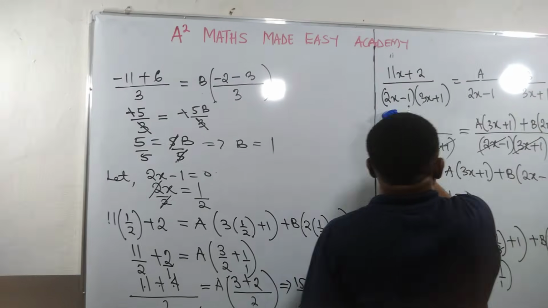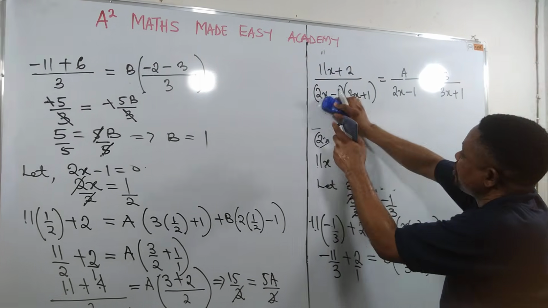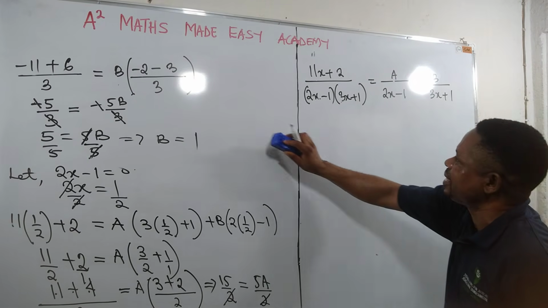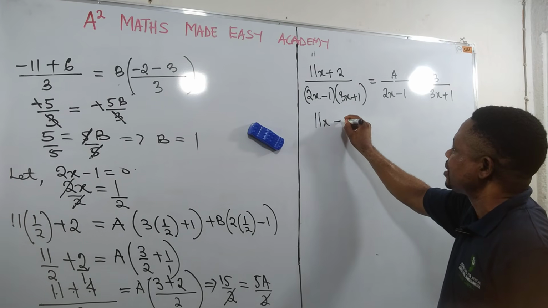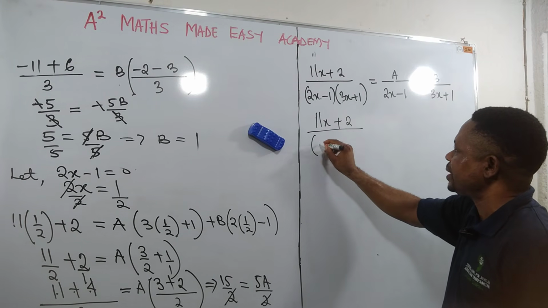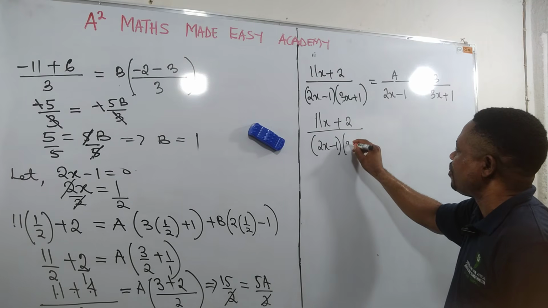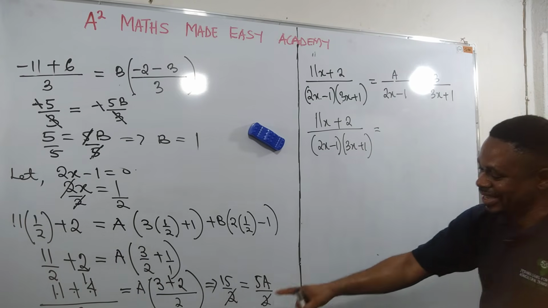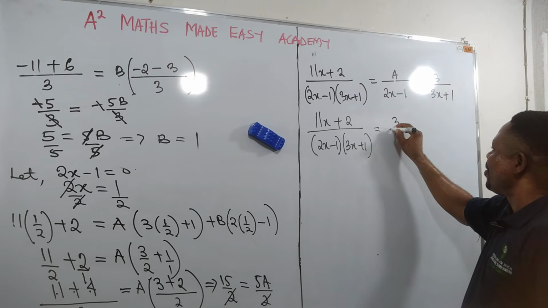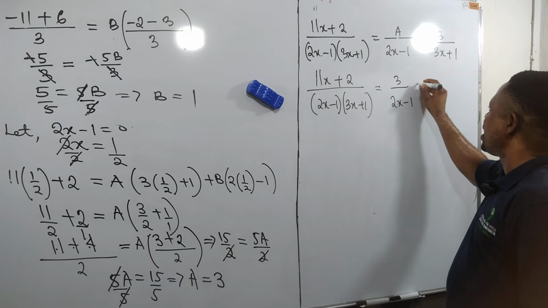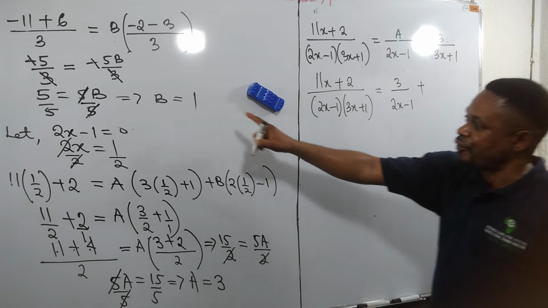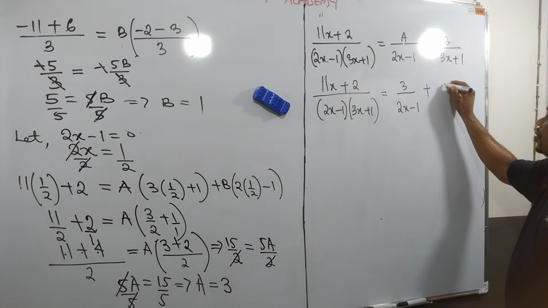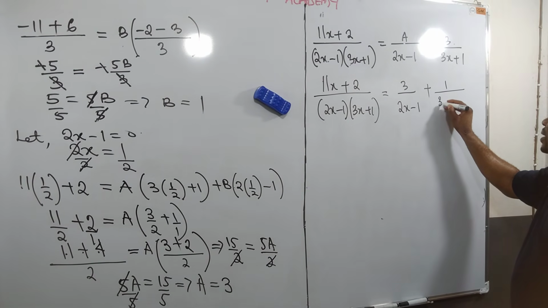Finally, we now resolve it into partial fractions from this word question. Hope you are paying attention. Now, in that case, look at it. We say 11x plus 2, all over bracket 2x minus 1, followed by 3x plus 1, then equal to. The first thing we are seeing is A. What is A? 3. I'll put 3 over the denominator, which is 2x minus 1. And we add. Next is B. We have already solved for B. What's the value of B? 1. I will now go back again. Remove B and introduce 1, all over 3x plus 1.